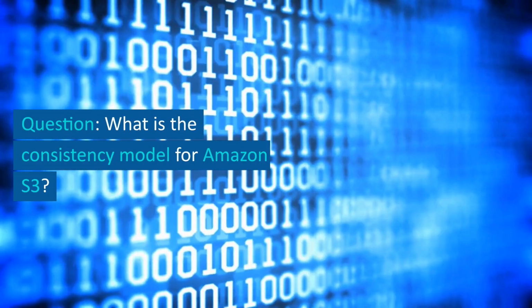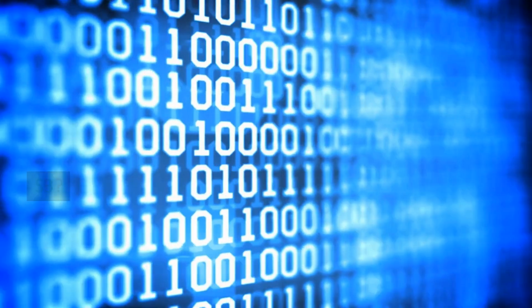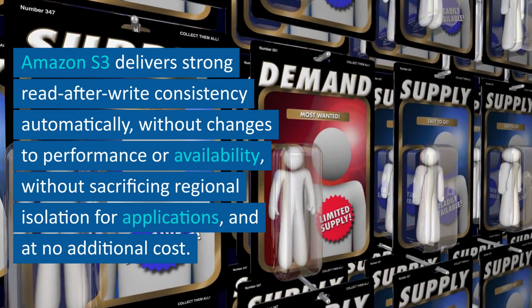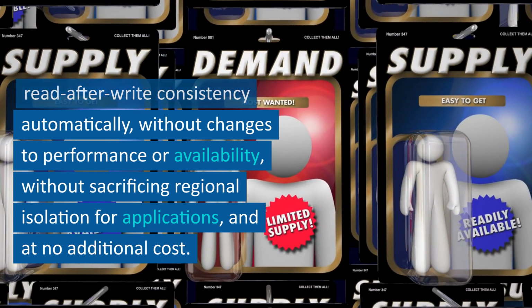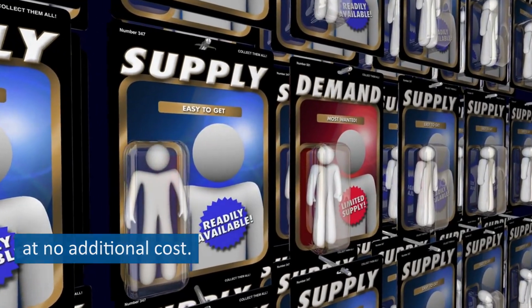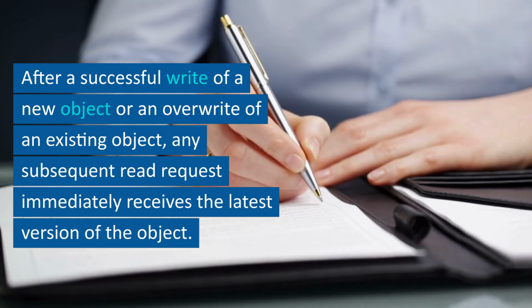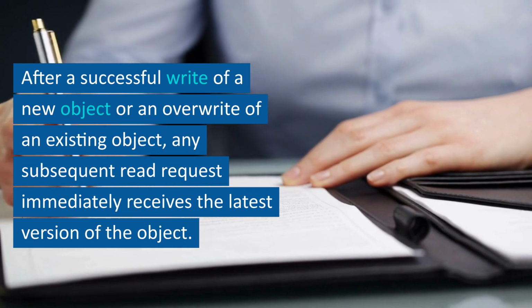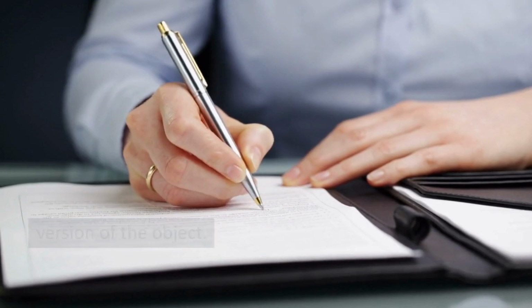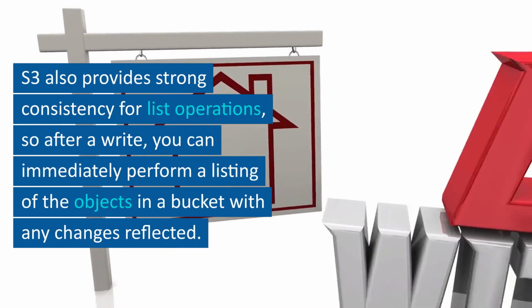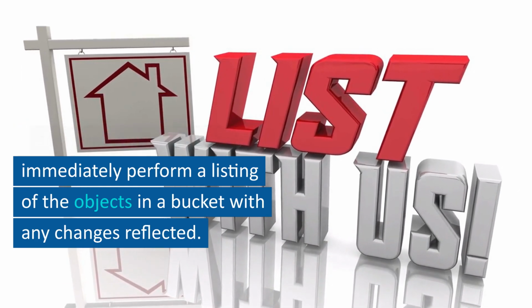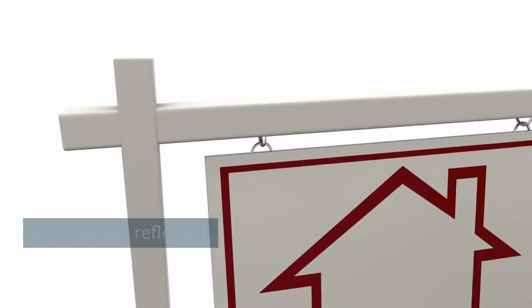Question: what is the consistency model for Amazon S3? Amazon S3 delivers strong read-after-write consistency automatically, without changes to performance or availability, without sacrificing regional isolation for applications, and at no additional cost. After a successful write of a new object or an overwrite of an existing object, any subsequent read request immediately receives the latest version of the object. S3 also provides strong consistency for list operations, so after a write, you can immediately perform a listing of the objects in a bucket with any changes reflected.